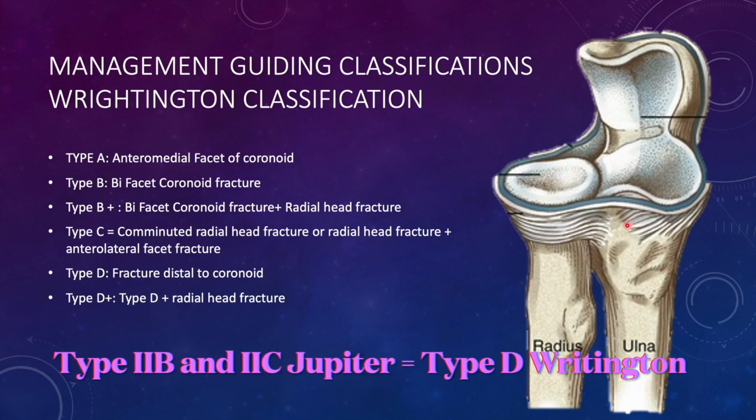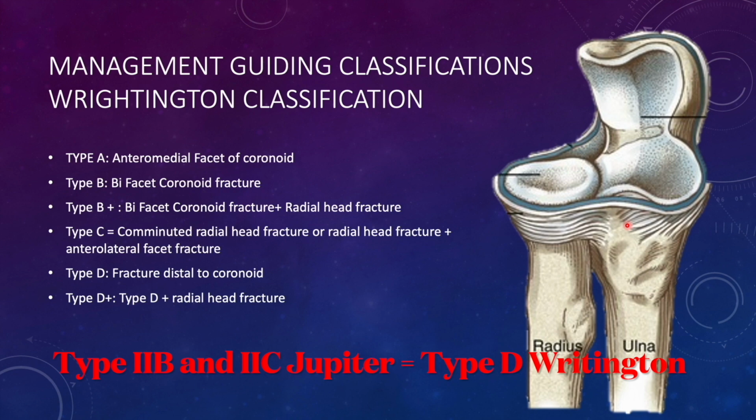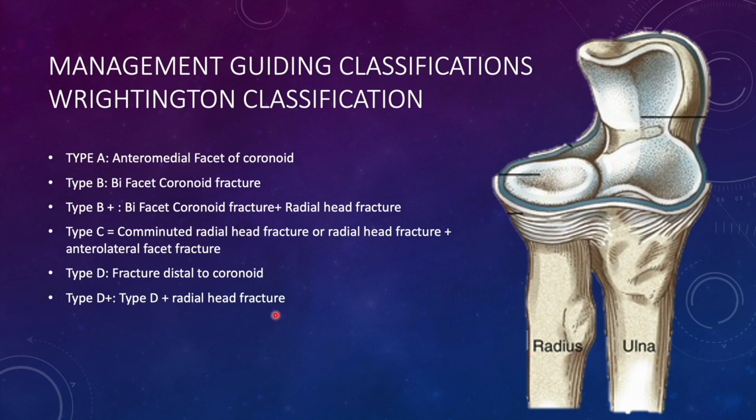Or you can say type 2B fractures, in which the fracture line is just anterior to the coronoid, or type 2C fractures, in which there is fracture line which is in the diaphyseal region. And when there is fracture of the radial head, they will be classified as type D+. So there is no special steps required for fixation of these fractures. So in type D, we don't have any special technique for fixation of the fractures. It has to be routinely fixed like the proximal ulnar fracture and the proximal radius fracture.